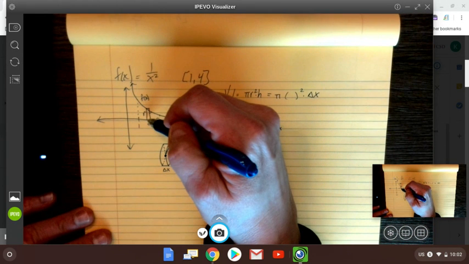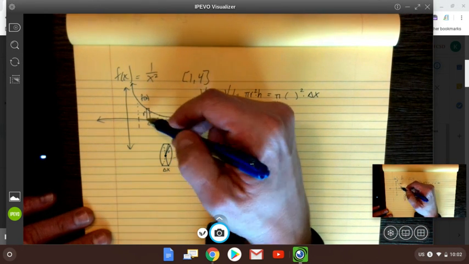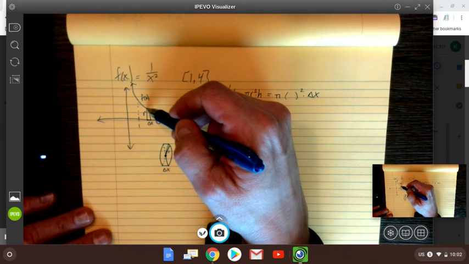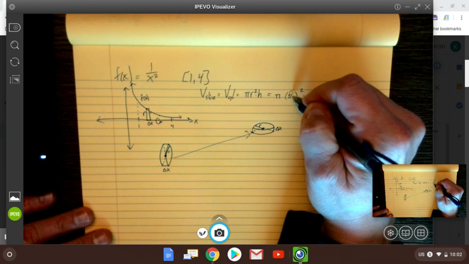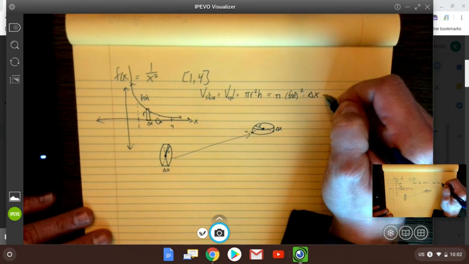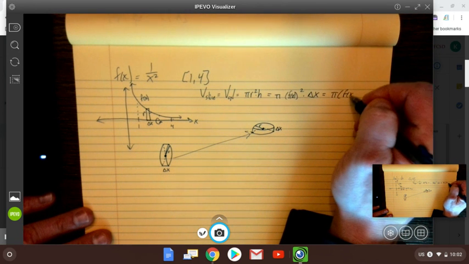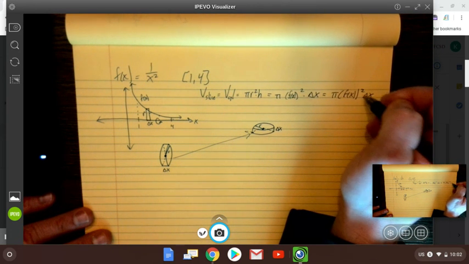Now, radius in terms of this, g. What do we call a random vertical distance that goes from 0 to some height y that happens to be on the function f of x? We shall call that f of x. So that's what our slice looks like. Pi f of x squared delta x.